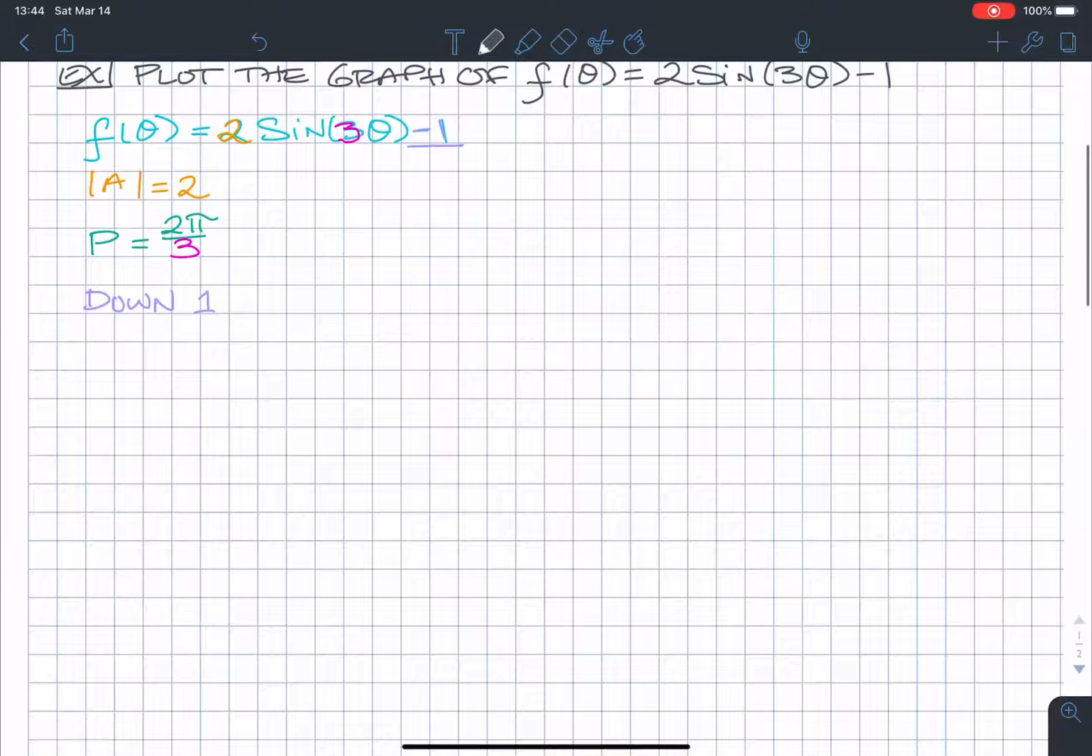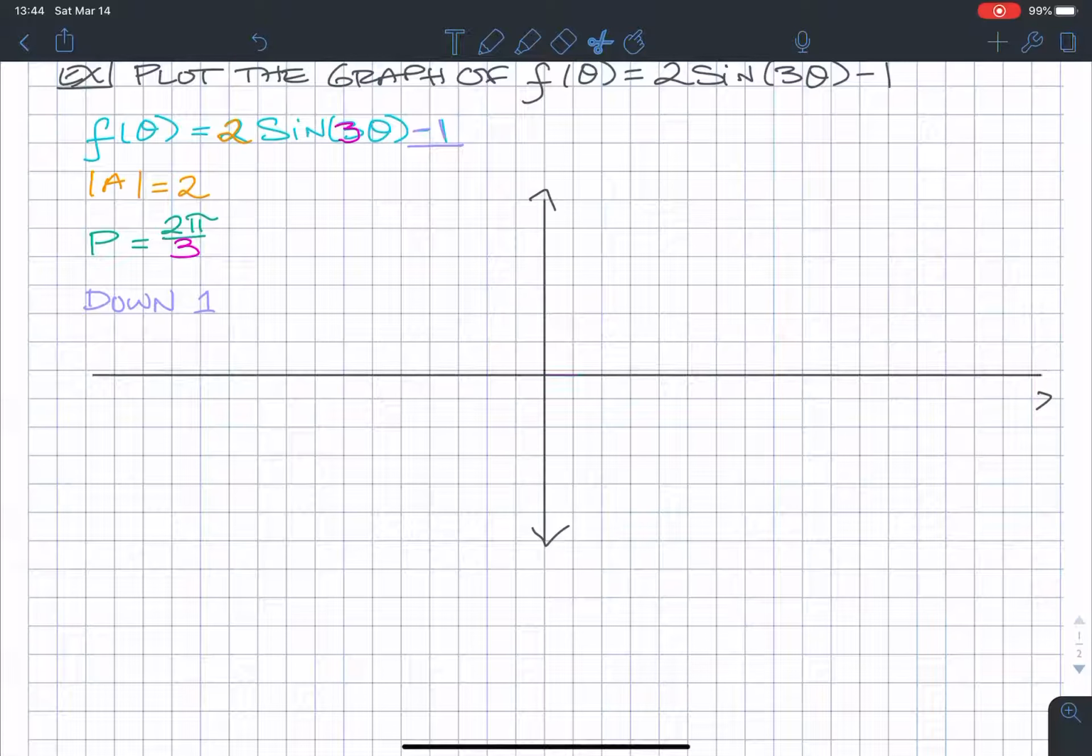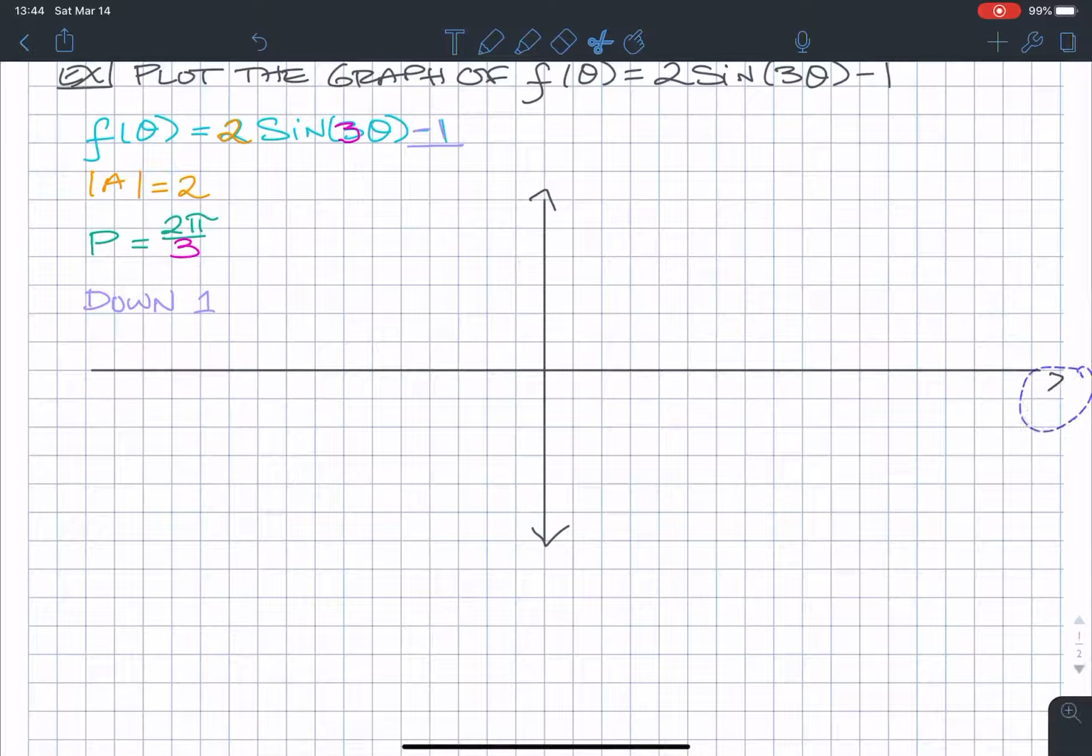So theta versus f of theta coordinate axes. I'll try and make this a bit smaller than usual. Looks like I need to move this up a bit. Okay, let's do 1, 2, 3, 4 quadrants to the right. We have an amplitude of 2. And 1, 2, 3, 4 quadrants to the left.